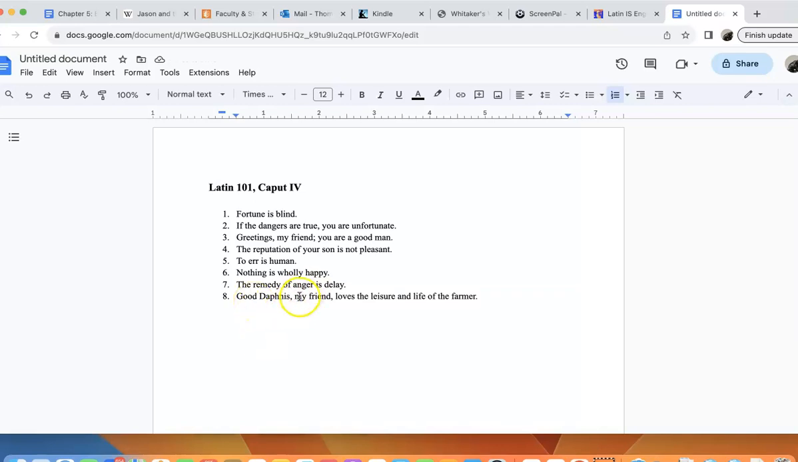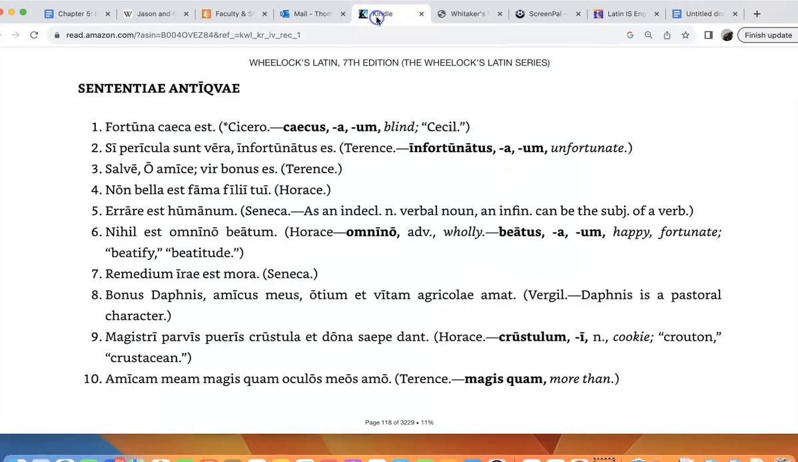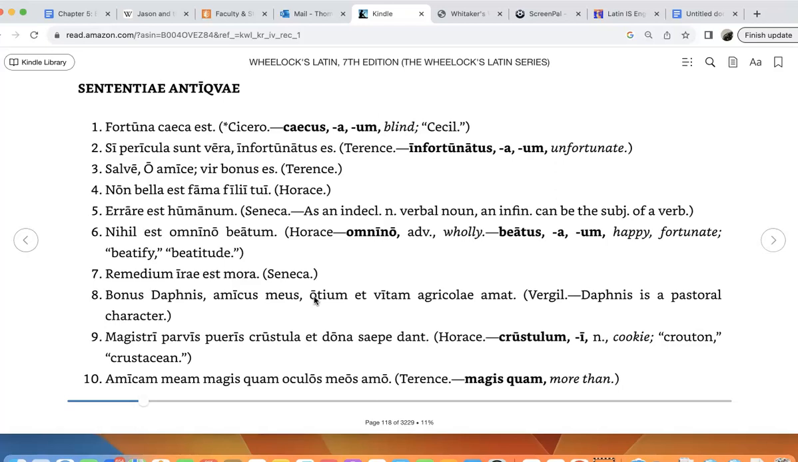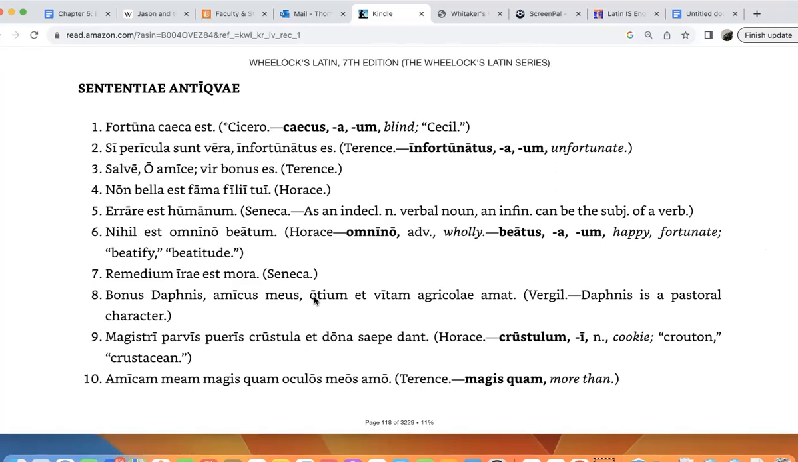So bonus Daphnis, amicus meus, amat otium vitam agricolae. So we've had this before in the Horace. Remember, Virgil and Horace were contemporaries and they knew each other. So this idea of the simple life. Even today, when we think about Rome and Italy, you probably think about the vineyards and the countryside and living in a villa. And those of you that have had the opportunity to travel to Italy, I think that's even true of the Italian character today.